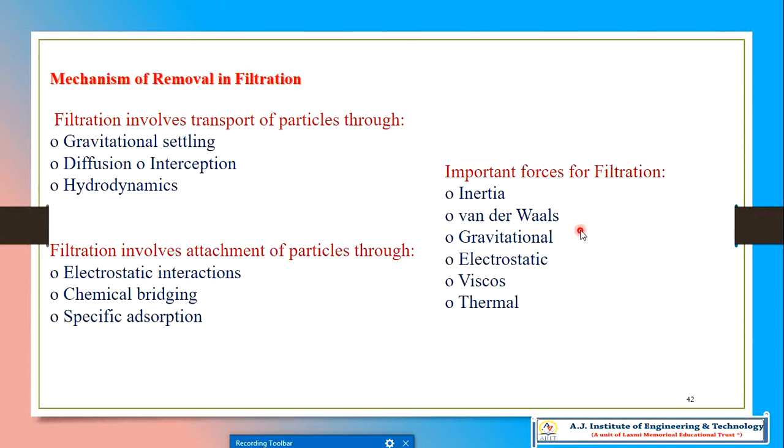Van der Waals forces, everyone is aware of that. The gravitational forces, electrostatic forces, viscous forces, and thermal temperature forces will be acting on the filtration. That also includes the mechanism.